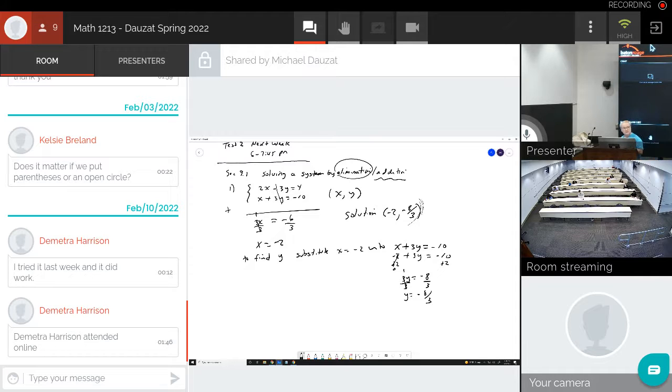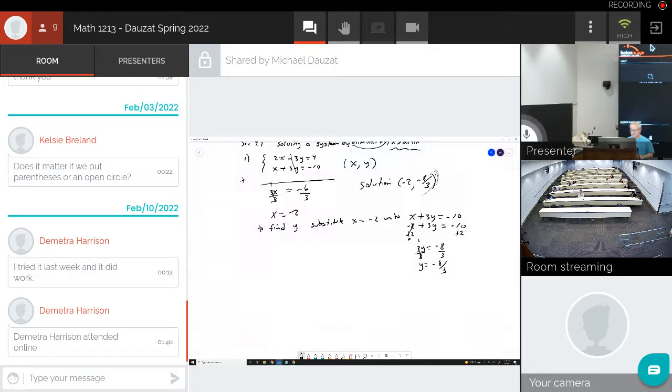So if you want to check it, you can always check. So let's check and see that this is correct. All right, so let's go ahead and check this. Negative 2, negative 8/3 is the solution.